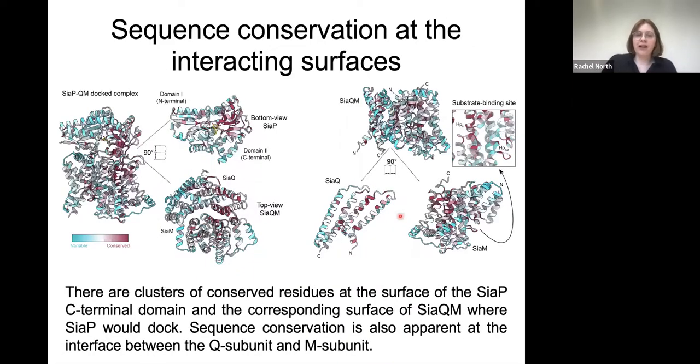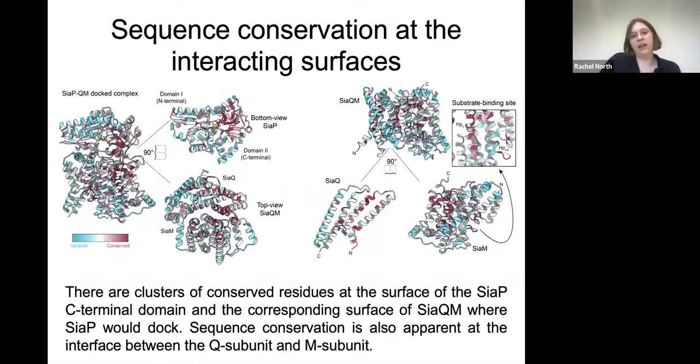So as I mentioned, we also have sequence conservation at the interacting surfaces. Between the SciP and the SciQM, we have clusters of conserved residues at the surface, and in particular on this C-terminal domain of SciP over here. The sequence conservation in these figures is indicated by this pink or red color, and you can see it's predominantly over this side.